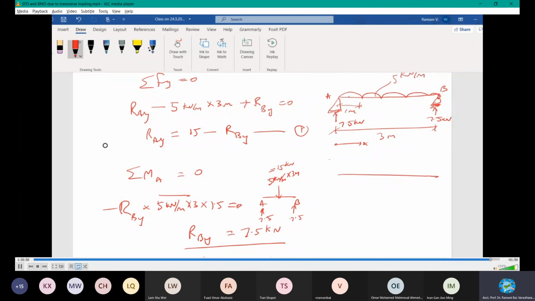Shear force, start from here. RAY is positive 7.5, and then it's a UDL, so it should be an inclined line. It's no longer a straight line. It should be an inclined line.